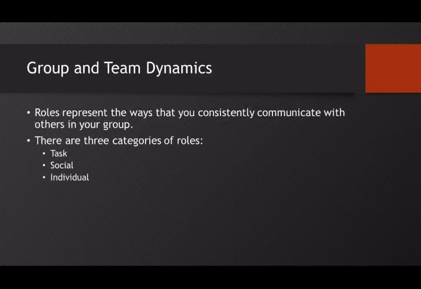So I'm going to now get into group and team dynamics. In this section, I'll be discussing the different roles that individuals can play within the group. There's 3 main categories of roles, and it's important for you to know the difference between each of them. Task and social roles are considered productive in the sense that they help the group progress and move forward towards goal achievement. Individual roles are going to be the negative roles that inhibit groups from progressing.